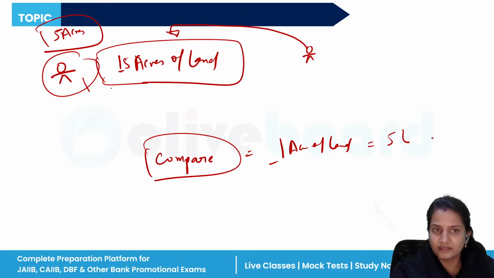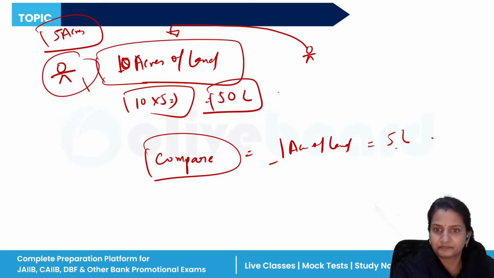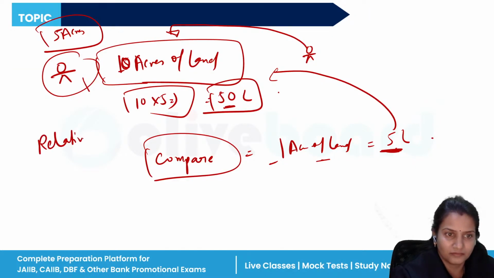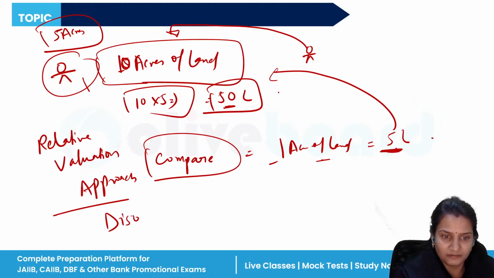Similarly, let's take an example where this person has 10 acres of land. If 1 acre of land is costing 5 lakh, then 10 acres of land will cost, to make it easy, I have taken 10, that is 50 lakh rupees. Means 10 acres of land will cost 50 lakh. So according to the value of 1 acre of land, you are valuing your 10 acres of land at 50 lakh rupees. So this is a relative valuation approach that does not follow the discounting technique.